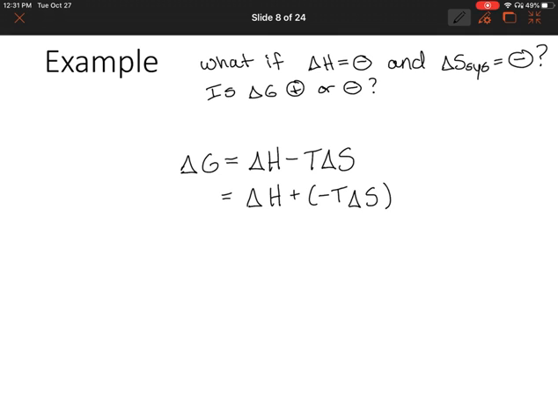Well, let's kind of plug those in. So if delta H is negative and delta S is negative, well, let's look at negative T delta S as a whole. So here we have a negative times a negative. So this whole thing would actually be positive. All right, so we have a negative enthalpy, and then negative T delta S is actually positive. So is delta G positive or is it negative? So in this case, it actually depends on the temperature.